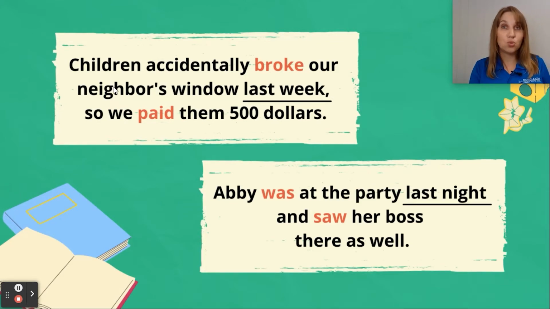And how do you use those words in a conversational format? Here we have a few examples. Children accidentally broke our neighbor's window last week, so we paid them $500. So here we have the words broke and paid. Those are examples of the irregular verbs. Abby was at the party last night and saw her boss there as well. So we have the verbs was and saw. Those are both examples of the irregular verbs.